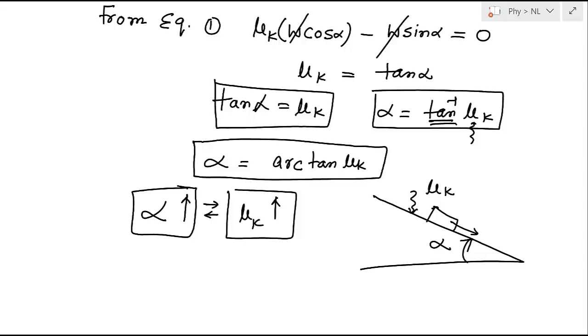So in this video we have seen how we can calculate the angle of inclination alpha for a given value of the coefficient of kinetic friction, and these two are related by the tan inverse function. You can use this to calculate the angle for a given mu k value.